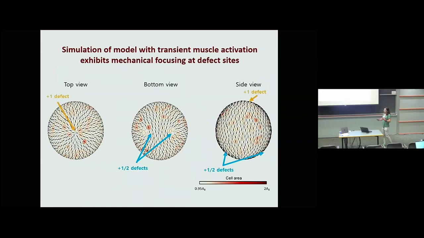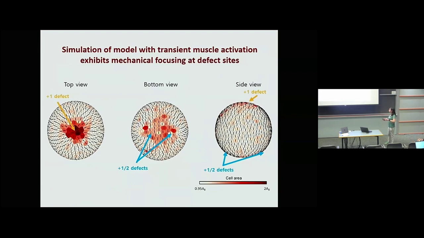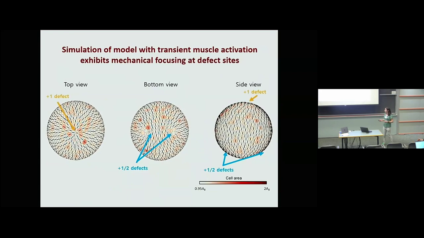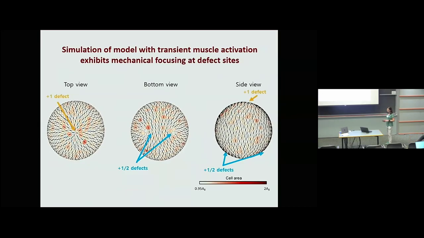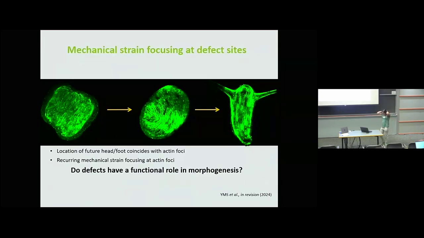And so then we can look at how the cell deformation pattern looks when you impose this transient activation on the fiber organization. We're looking here at one spheroid from 3 different views. You see the +1 and the +12 defects, and you can see that when we activate this stress, you have a large deformation at the defect. But this doesn't tell us yet about the functional role of the defect in morphogenesis.